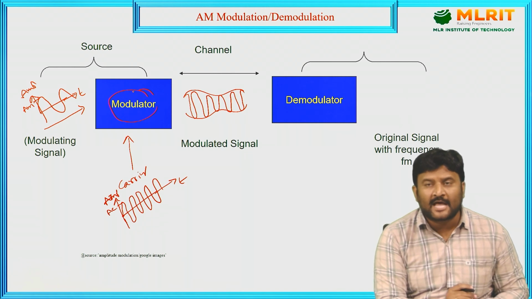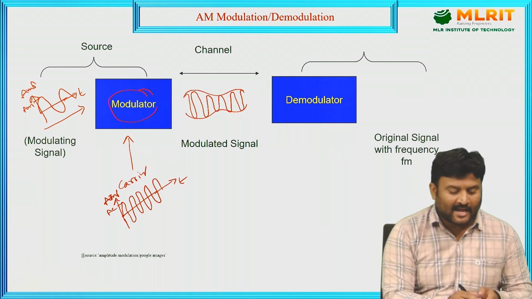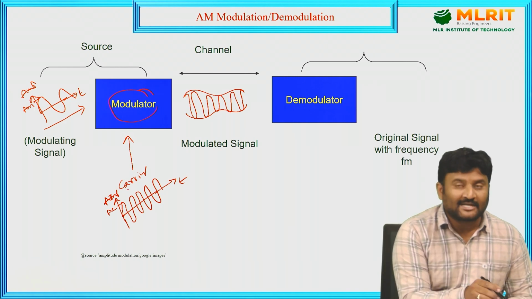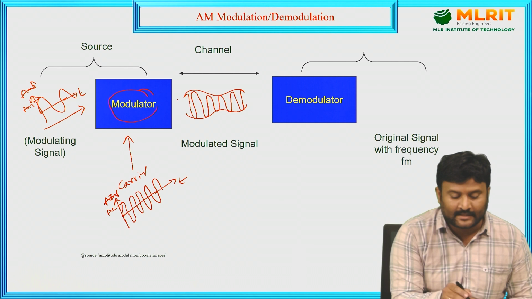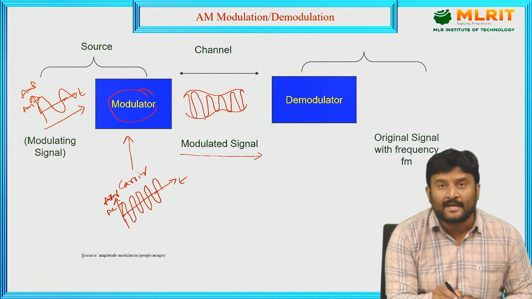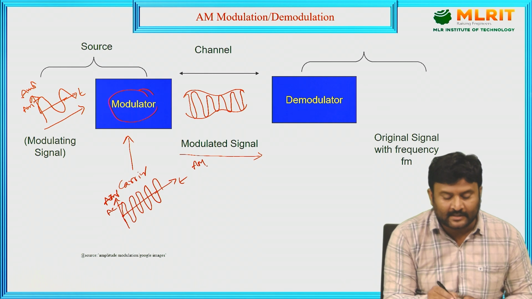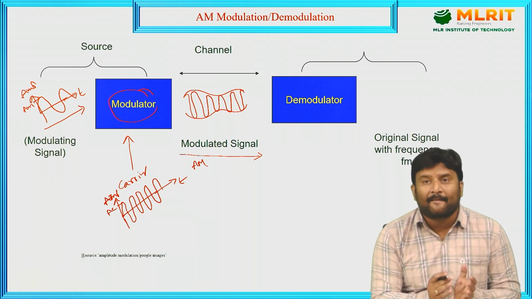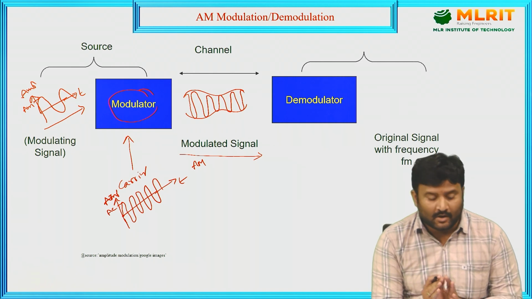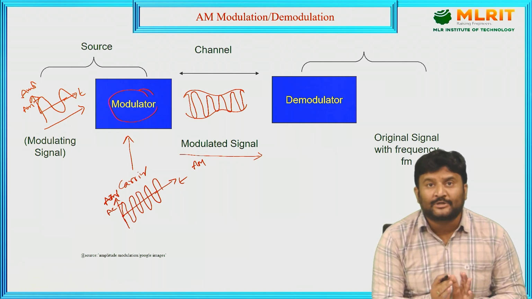What happens as per the definition of modulation? The high frequency carrier amplitude varies with respect to the amplitudes of the message signal, then I get the modulated signal. This modulated signal is the AM modulated signal, because only amplitude is varying, not frequency, not phase. That's why it is called amplitude modulation.